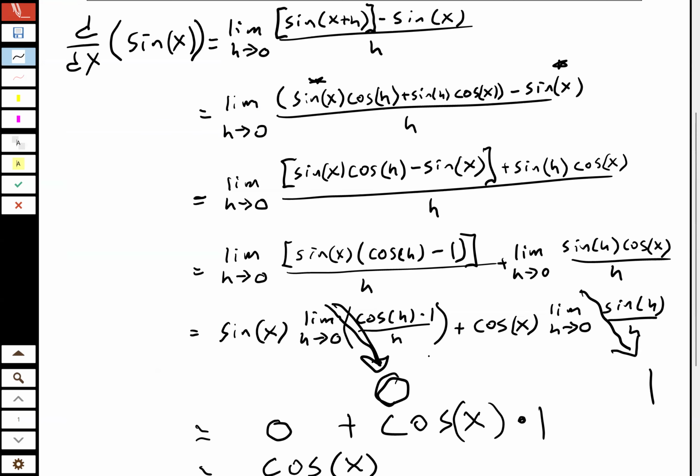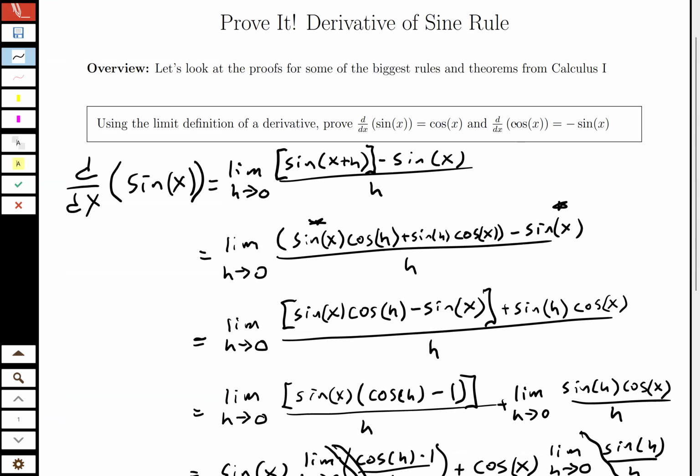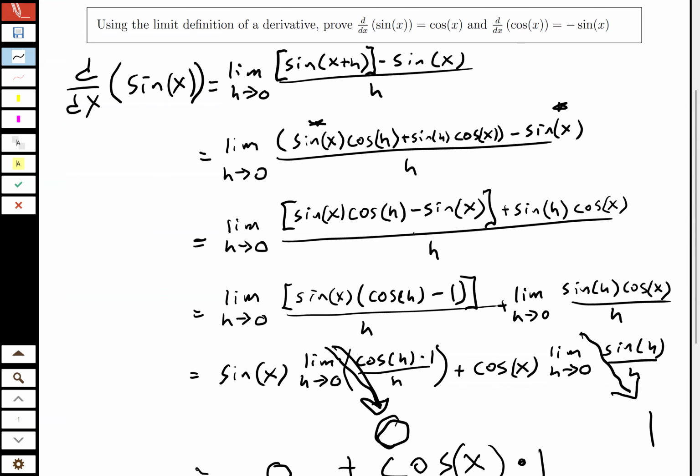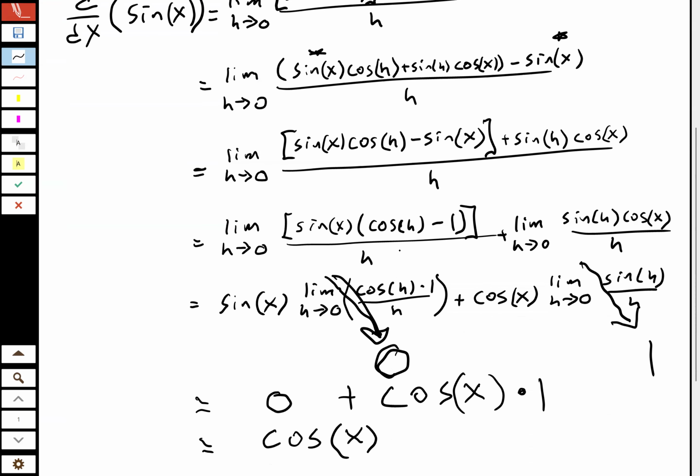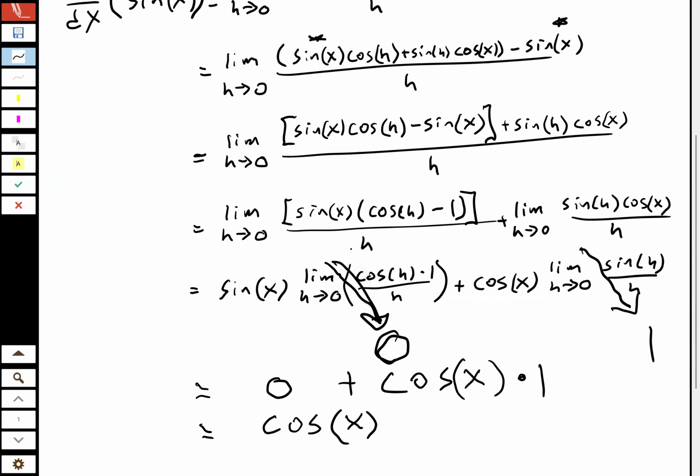If you do a similar process, but you use the addition rule for cosine, you should get that the derivative of cosine is negative sine. I'd encourage you to try that out here. It's going to be a very similar technique for finding that derivative, but we have established here that the derivative of sine is cosine. Let's check out more of these together.